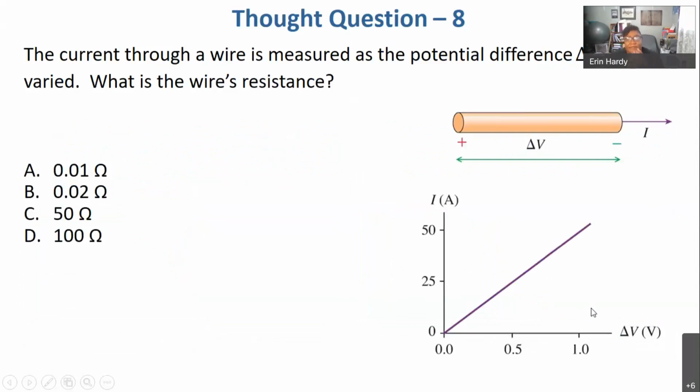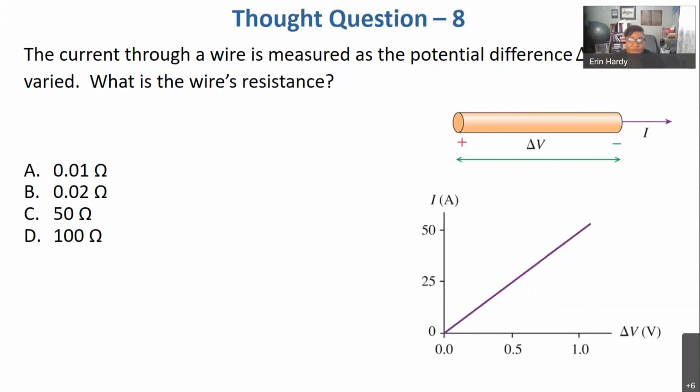Okay, so let's put this into practice. The current through a wire is measured as the potential difference delta V is varied. So imagine that you have your same setup from last week's lab, but instead of paying attention to the potential difference when it's exactly 1 volt or exactly 2, we're concerning ourselves with what happens when you turn the dial.